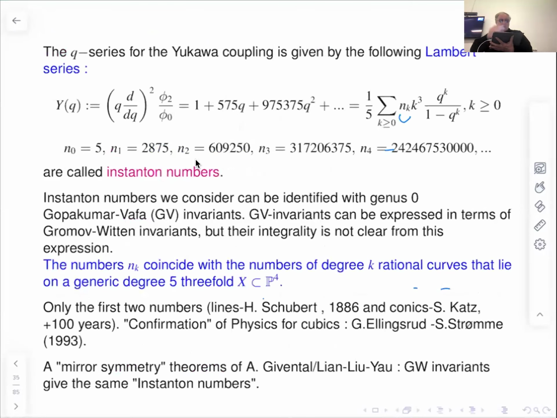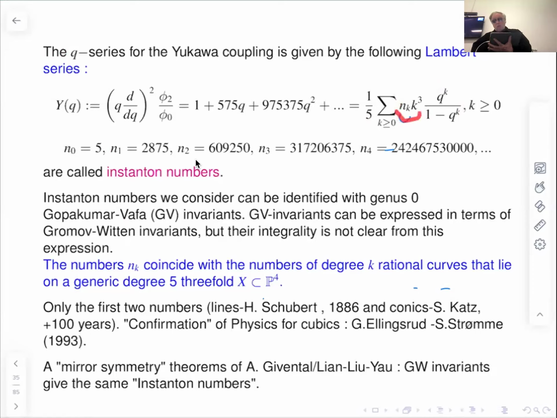And they discovered that, moreover, it is not only integral as a series in q, but if you write this Yukawa series in the so-called Lambert series form, it means degrees of q, you write it as a series in the rational function q to the k over 1 minus q to the k, with some coefficients divided by 5.